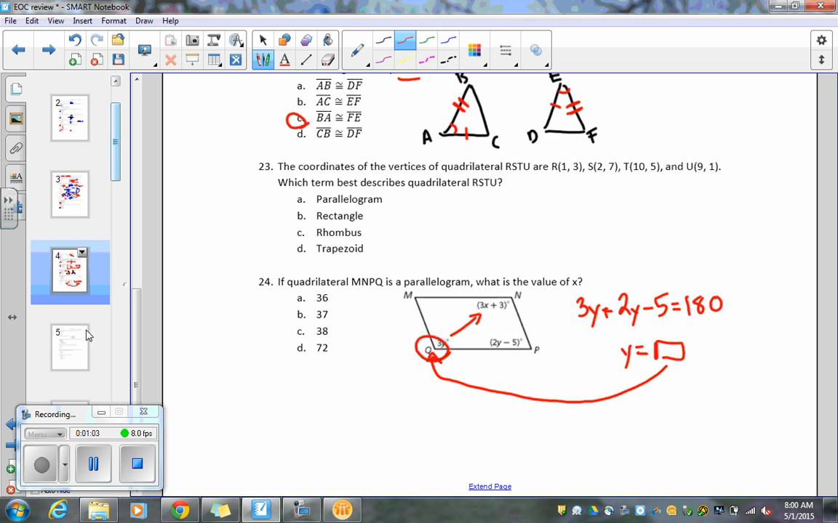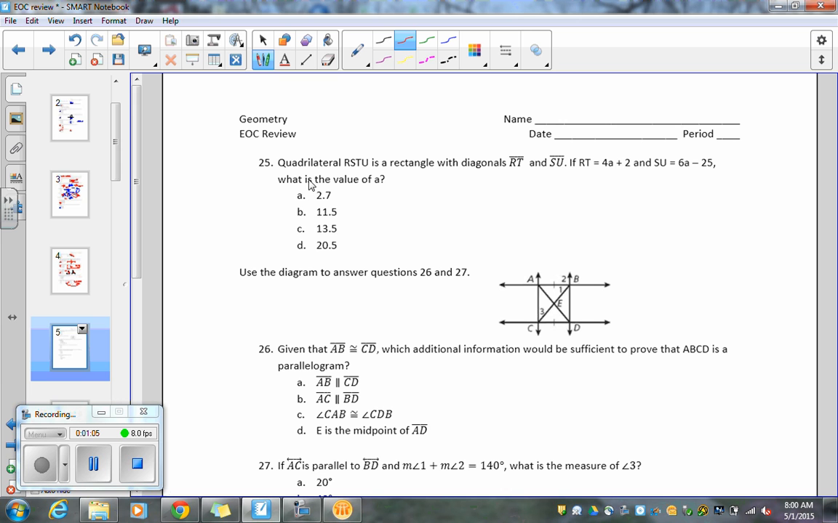Let's keep going. Question number 25. If quadrilateral RSTU is a rectangle with diagonals, I'll be honest with you, diagonals of a rectangle, they intersect and bisect each other. So you would set the two equal to each other and then solve for A.